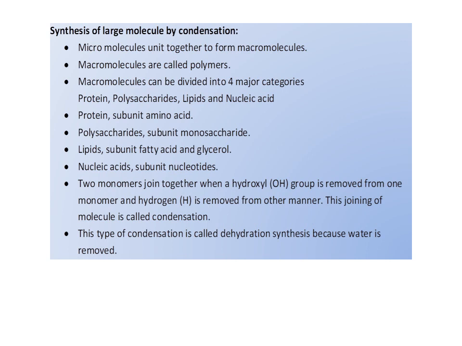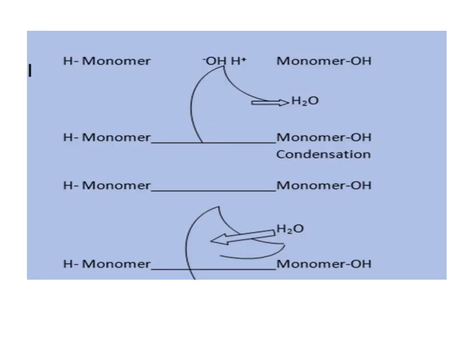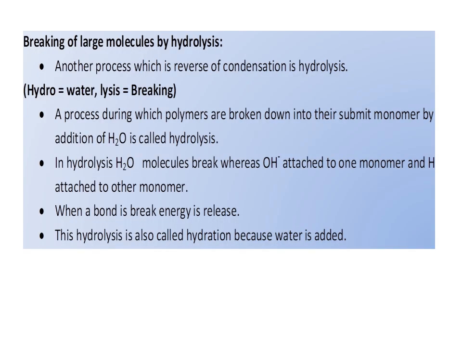Two monomers. Now the condensation process. When two monomers join together, a hydroxyl group is removed from one monomer and hydrogen is removed from another monomer. This joining of molecules is known as condensation, and this type of condensation is also known as dehydration. Why? Because water is removed, therefore it is known as the dehydration process. The hydrolysis process and condensation are shown in this figure.